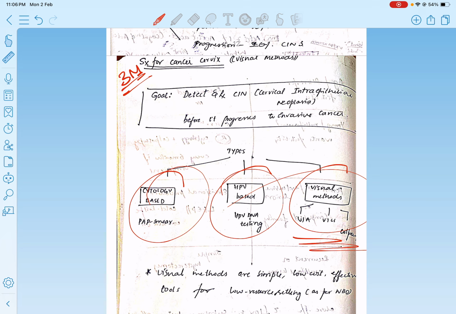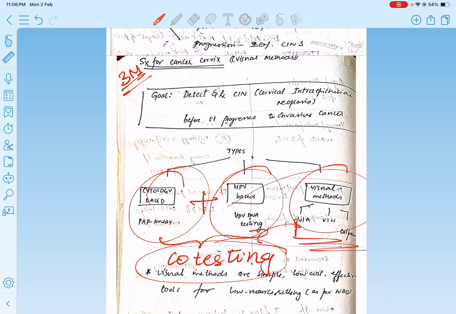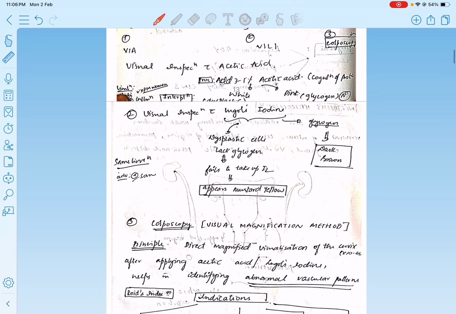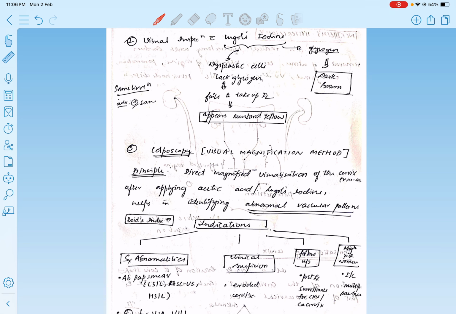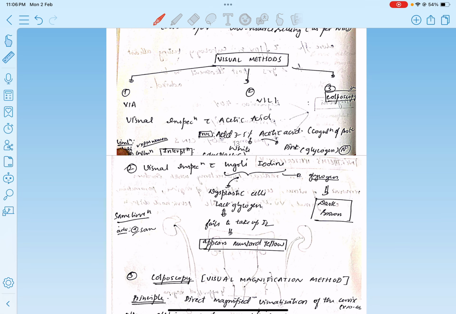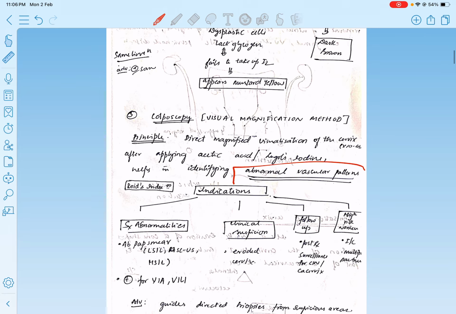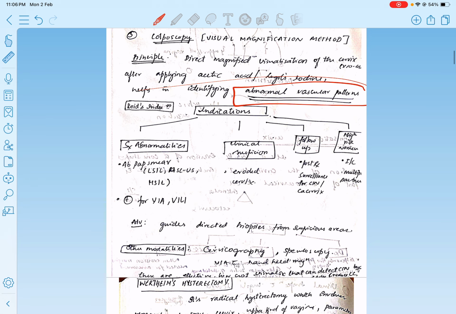Obviously there is something called co-testing. This is what is preferred, and if you get a positive result here, then you go for visual methods. These are the visual methods. The concept of a visual method is that you apply something and check the chemical reaction occurring there, and check whether dysplastic cells are there or not. Again, related to colposcopy, what is the important thing you need to mention? You will check for any abnormal vascular pattern.